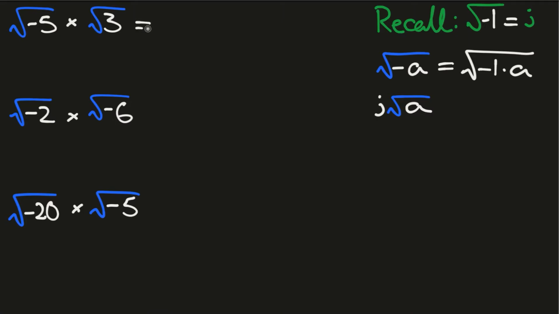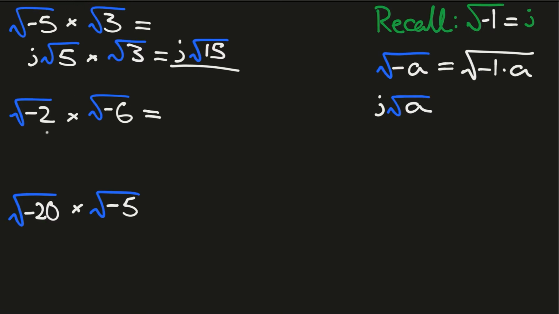Using this information, we know that the square root of negative 5 is simply i times the square root of 5. And so i times the square root of 5 times the square root of 3 is simply i square root 15, because the square root of 15 cannot be simplified.